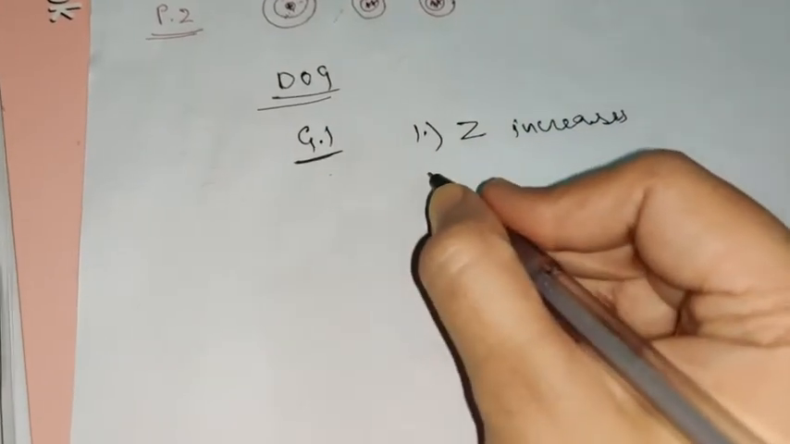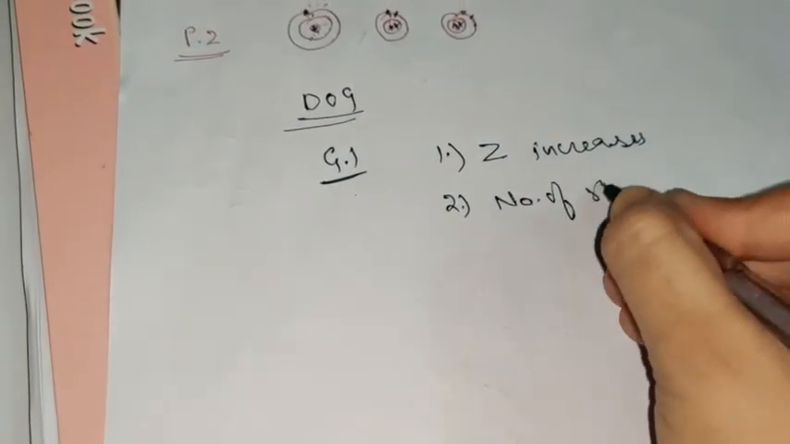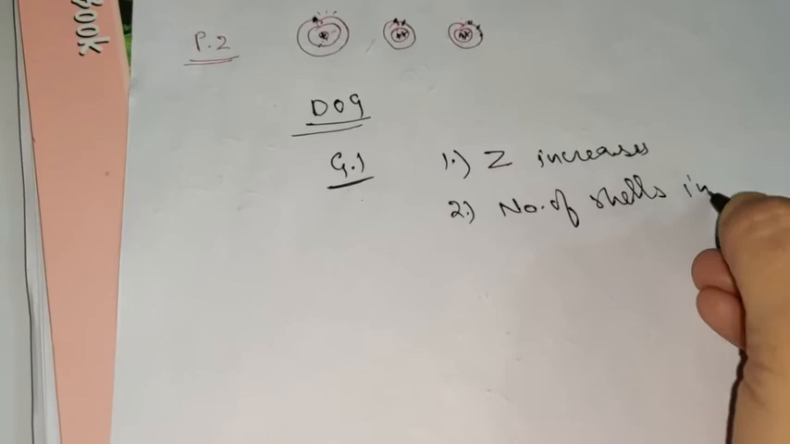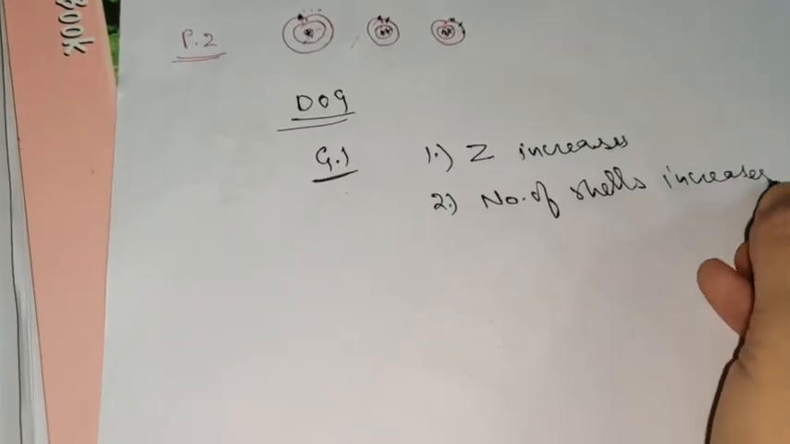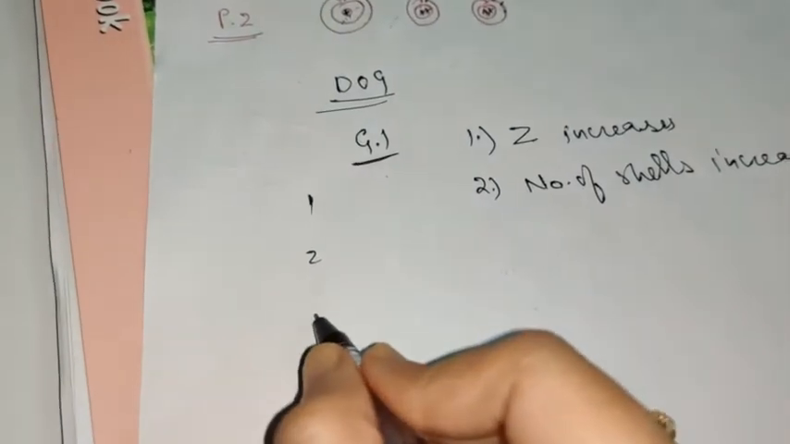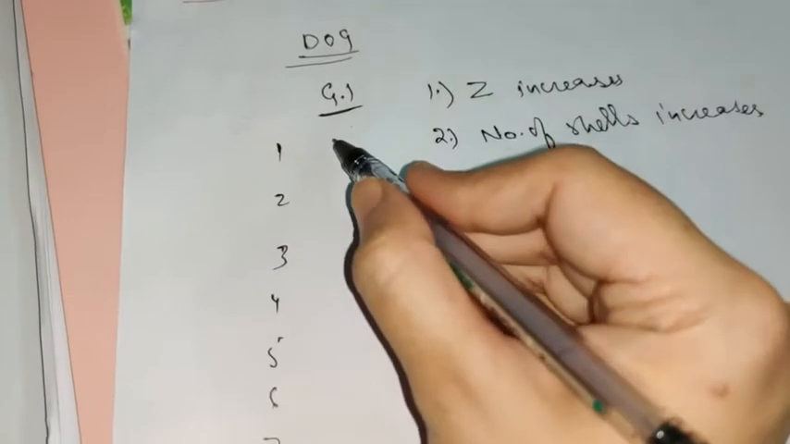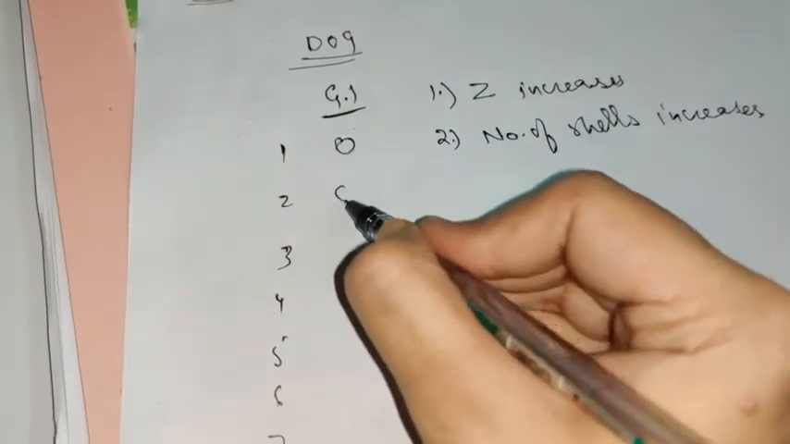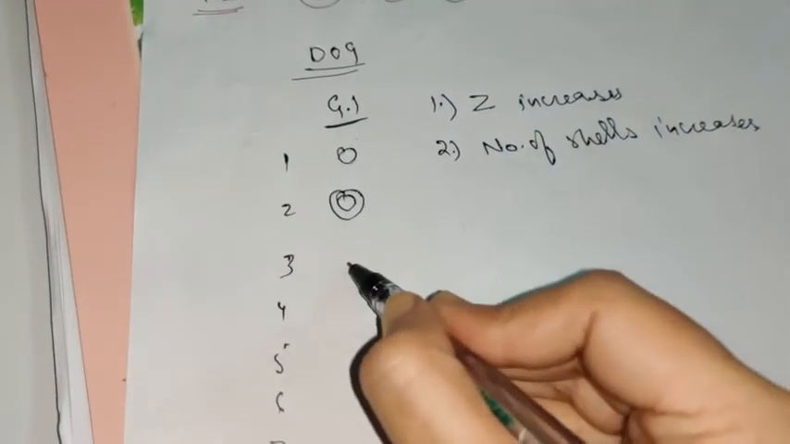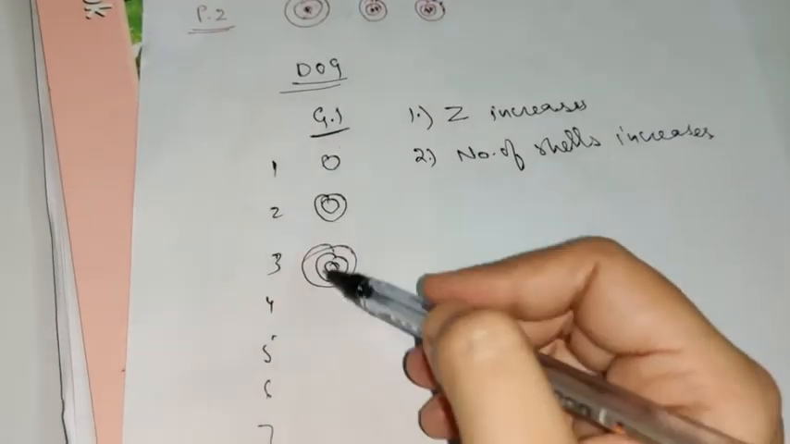Also, when you are moving down a group, the number of shells increases. The number of shells increases because when you're moving down a group, you are following this order of the period 3, 4, 5, 6 and 7. So in this case there will be only 1 shell, then there will be 2 shells, and in this case there will be 3 shells. So obviously when you are moving down a group, the number of shells will increase.